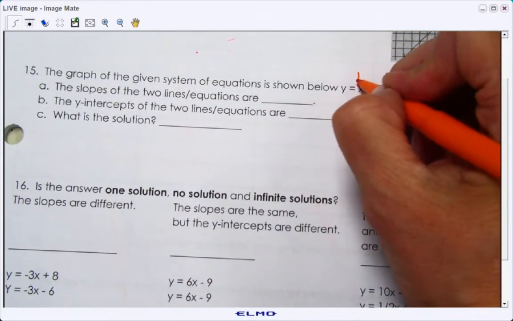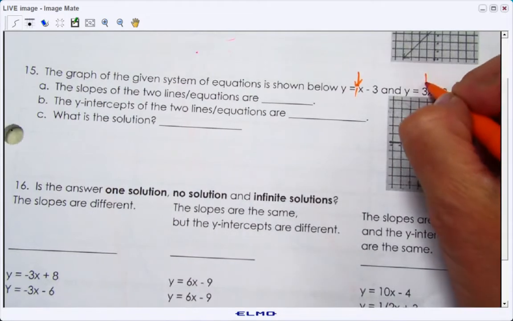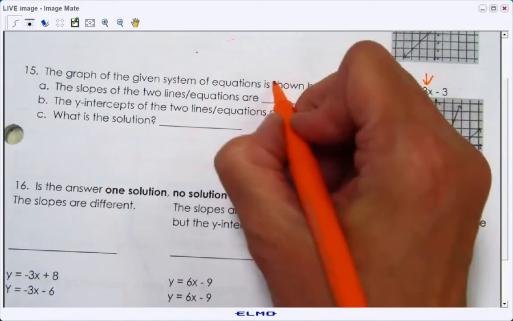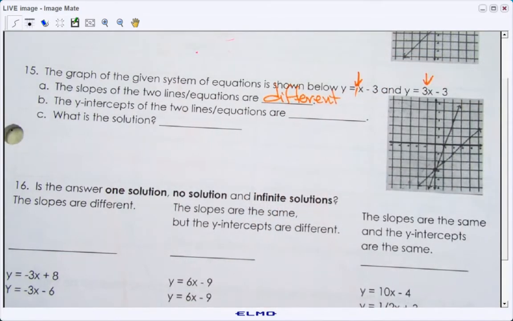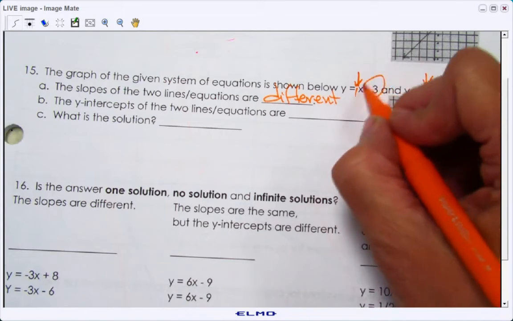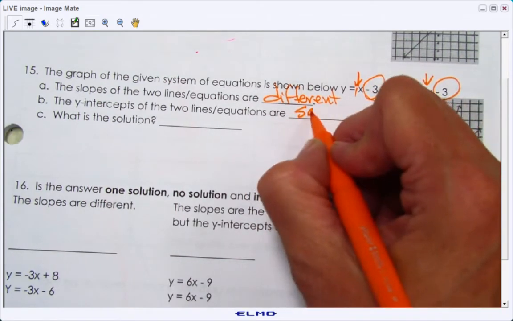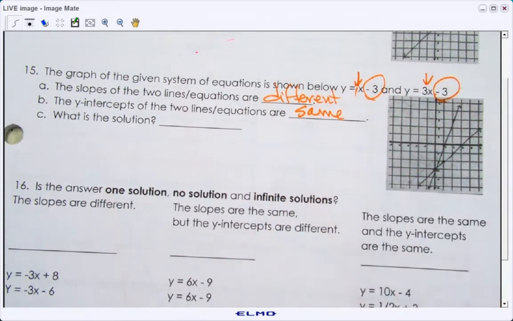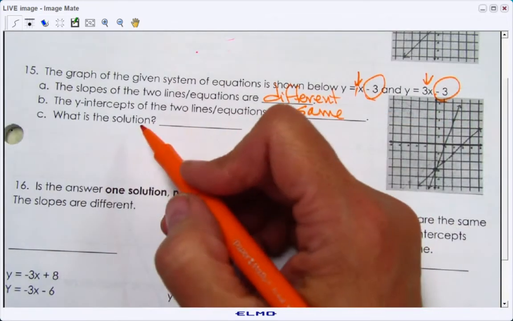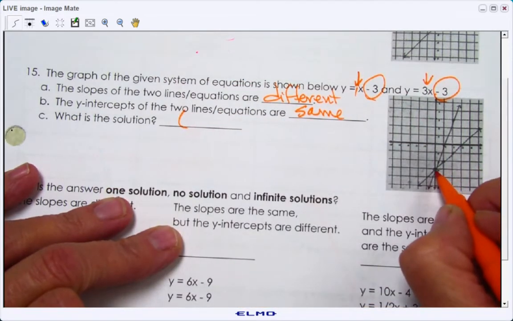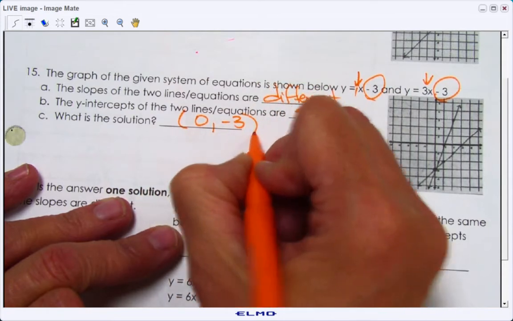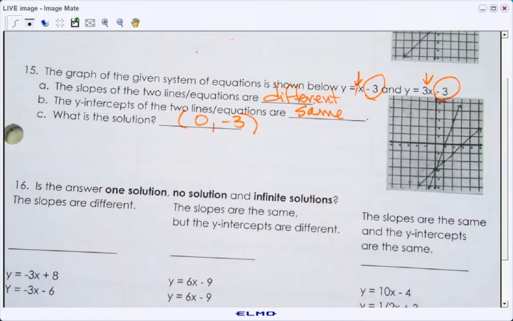Let's look at the slopes on this one. There's an invisible 1. There's a 3. They are different. Let's look at the y-intercepts. Negative 3, negative 3. They're the same. Actually, on this one, they're the same. They don't always have to be the same. What is the solution? The solution is the number or the point that they run into each other, and that's at 0, negative 3.